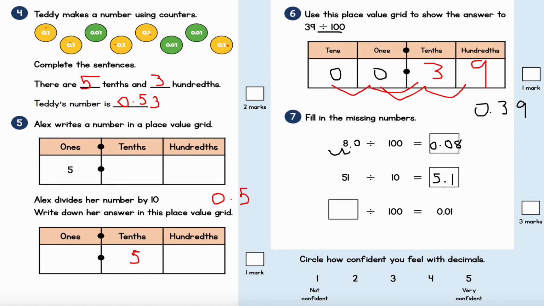And something divided by 100 is 0.01. Well, the answer is actually 100, because if I multiply both sides by 100 to work out this missing box, 0.01 times 100, I would move it 2 places to the right to work out my original answer. 1 divided by 100 is 0.01.